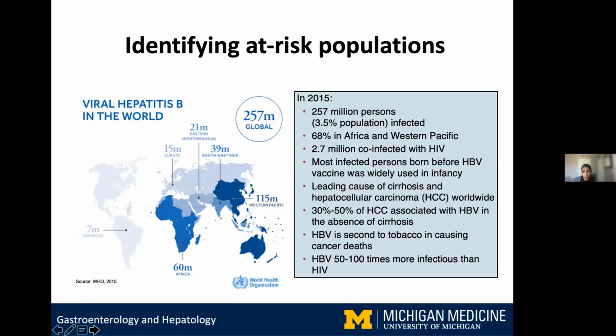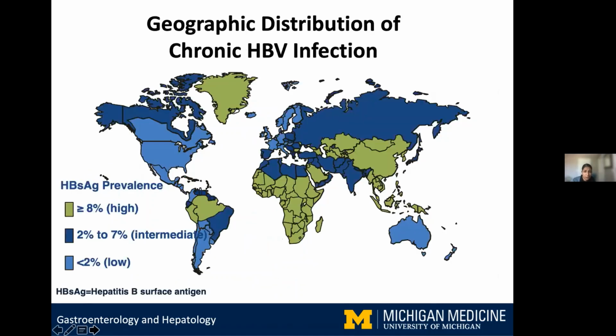Most infected persons were born before hepatitis B vaccine was widely used in infancy. So here in the United States, that happened in 1991. And so hepatitis B remains a leading cause of cirrhosis and liver cancer worldwide. And up to 50% of liver cancer associated with Hep B happens in the absence of cirrhosis. So this is a unique liver disease in that it doesn't require cirrhosis in terms of leading to a risk of liver cancer. And Hep B is really second to tobacco use in causing cancer deaths. And it's 50 to 100 times more infectious than HIV in terms of the amount.